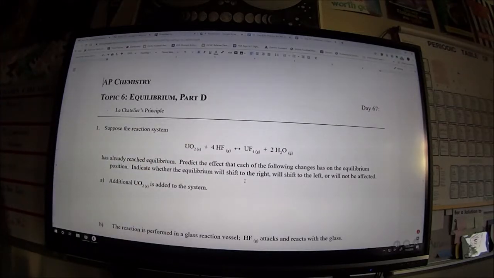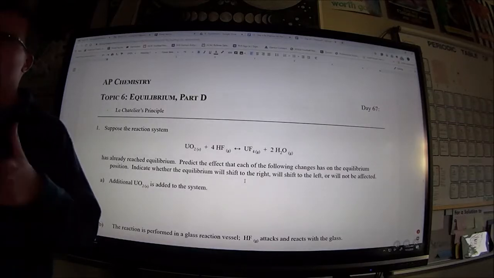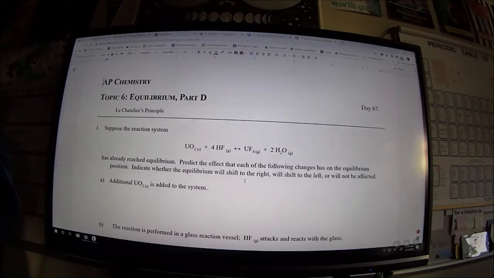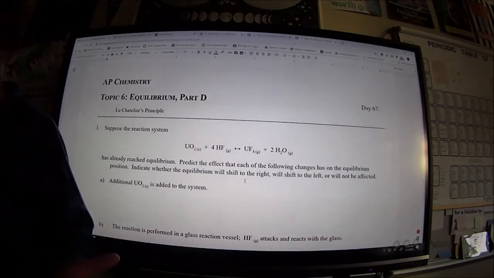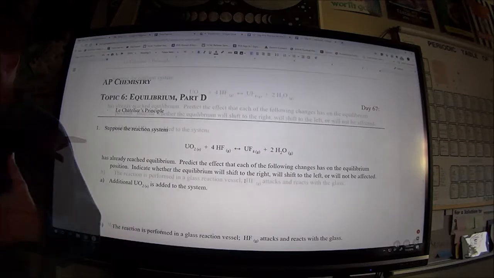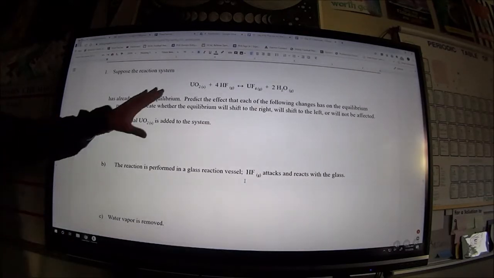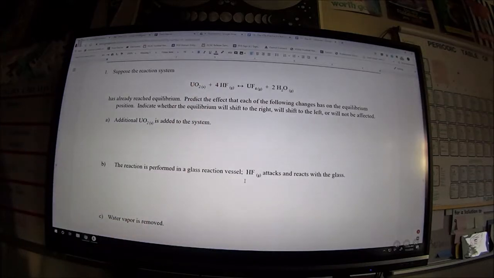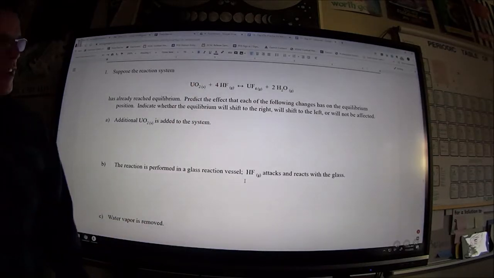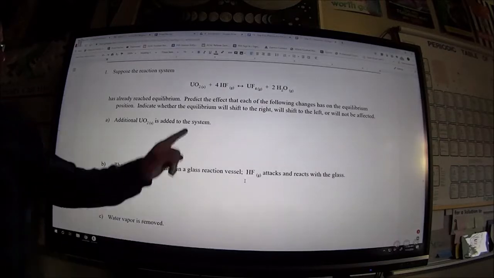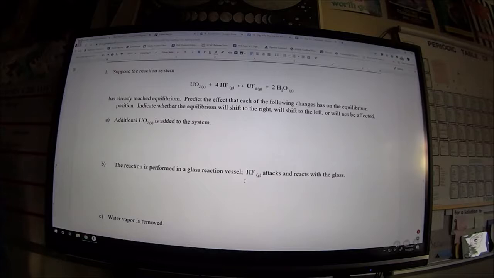Le Chatelier's principle deals with a stress that's imposed upon a system that's at equilibrium. That stress could be a change in temperature, a change in concentration, a change in particles, a lot of different things. The first question says, suppose the reaction that's given there has already reached equilibrium. Predict the effect that each of the following changes has on the equilibrium position, whether it'll shift left, shift right, or not shift at all. So we're adding more of this reactant, UO2.